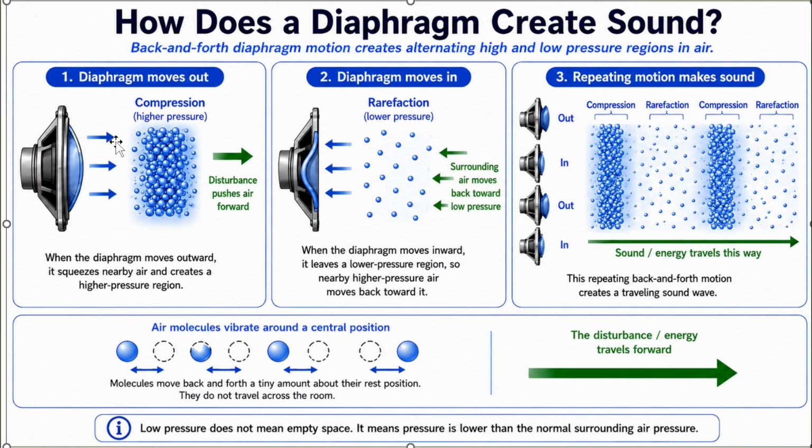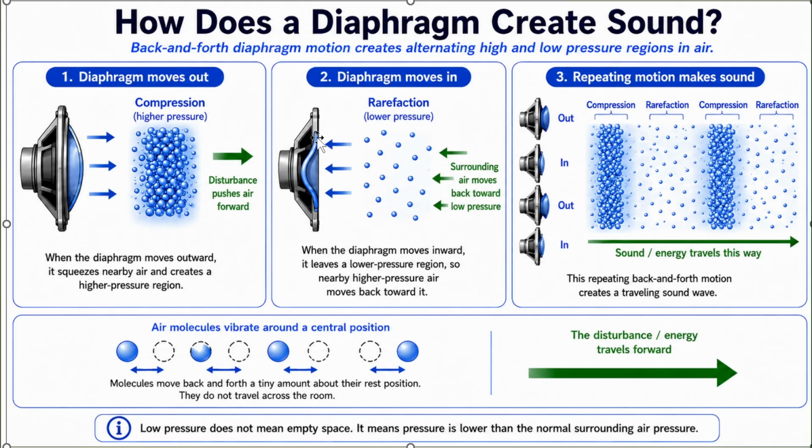When it compresses the air in front of it, this air now has high pressure. And always in nature, high pressure wants to go to low pressure. So this high pressure air pushes outwards and pushes the air in front of it, and that air now becomes high pressure. So that air pushes the air in front of it, and so on and so forth. And that's how we have that high pressure wave continuing on.